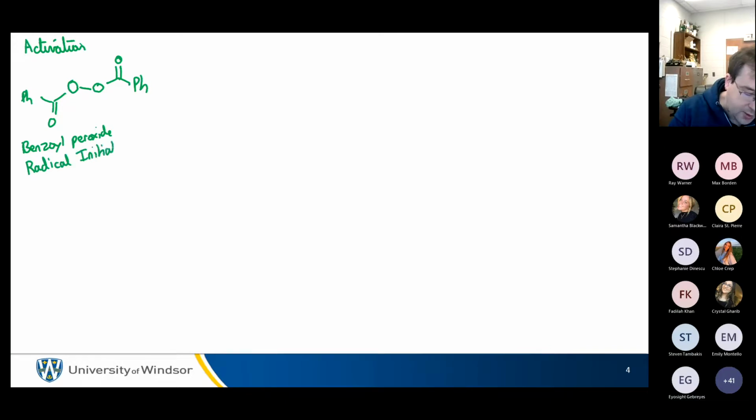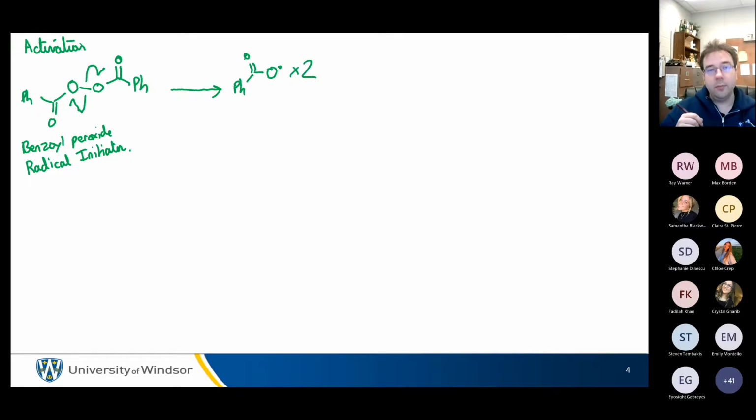And why it does that is because it's stable enough that at room temperature it's a thing. And if you heat it, it breaks apart with homolysis. So the homolysis thing is still true. We break that. We get 2 of those.